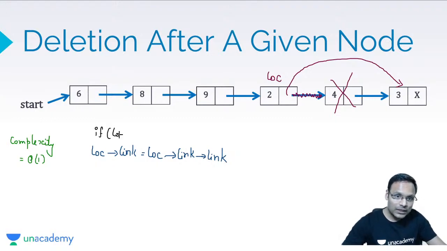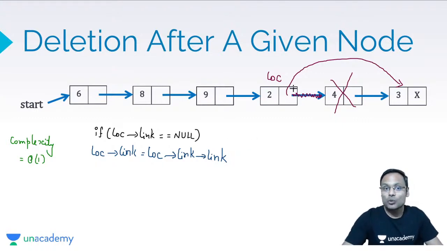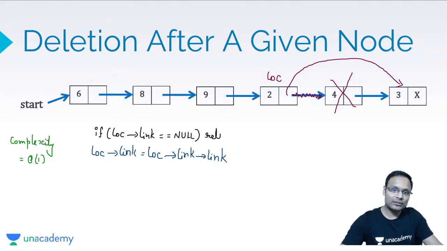So you will have to handle a boundary condition like this: if LOC's link is equal to null. If LOC's link is equal to null, you are trying to delete no node. LOC's next is nothing. After LOC, nothing, means return. You can't delete any node, return.